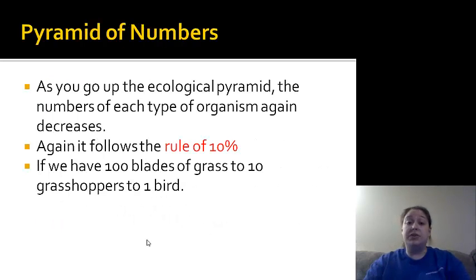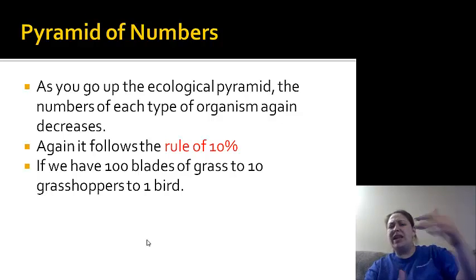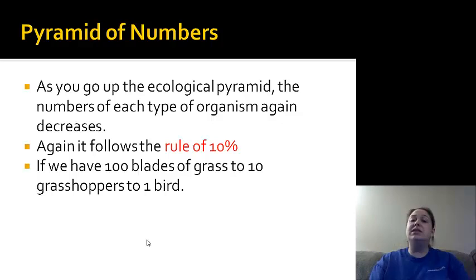Pyramid of numbers. As you go through an ecological pyramid, the number of each type of organism decreases. Again, we tend to see the rule of 10. We have 100 blades of grass, and we'll have about 10 grasshoppers eating on those. Then we'll have one bird eating those grasshoppers. So our pyramid tends to go up with fewer and fewer organisms as we increase our trophic level.